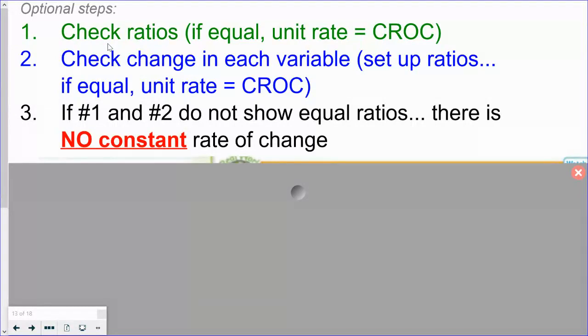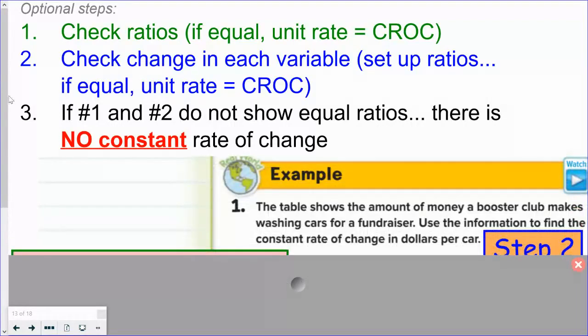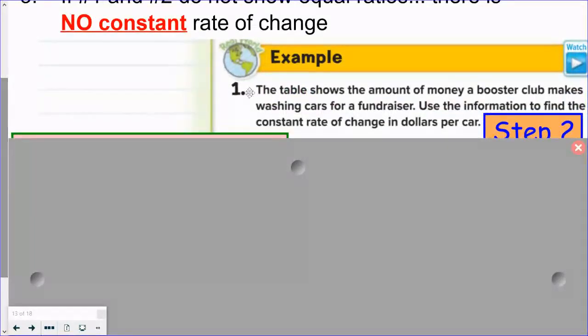So we could check the ratios, and if it is proportional, the unit rate will equal our constant rate of change, also known as CROC. Okay, but if it is not, we can check the change in each variable. We can set up the ratios, and if equal, that will make our unit rate. If 1 and 2 don't work, then we can show equal ratios. There is no constant rate of change. So let's look at examples from our book.